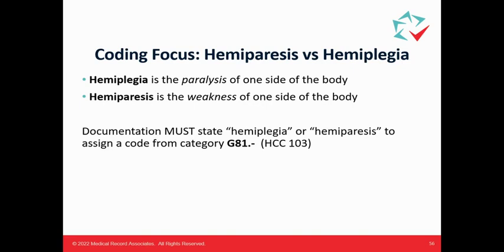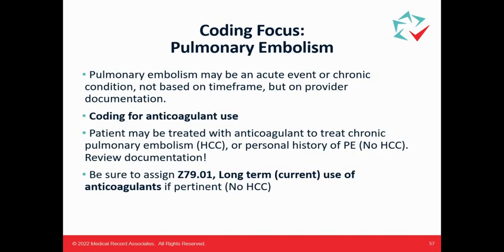Keep in mind that hemiplegia is the paralysis of one side of the body, whereas hemiparesis is the weakness of one side of the body. Documentation must state hemiplegia or hemiparesis to assign a code from G81. Okay, they must specifically state that.